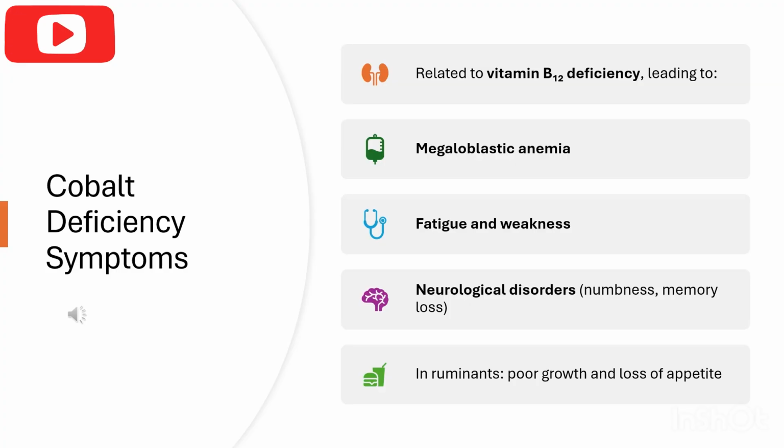Now, let's talk about the deficiency symptoms of cobalt. Deficiency of cobalt in humans is essentially the same as deficiency in vitamin B12. Symptoms include megaloblastic anemia, which is characterized by abnormally large red blood cells, fatigue, and weakness. In severe cases, it may cause numbness, tingling sensation, and memory loss due to nerve damage. For livestock, cobalt deficiency can lead to poor appetite, weight loss, and stunted growth.